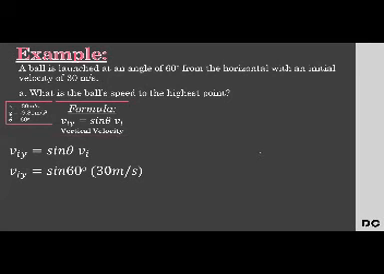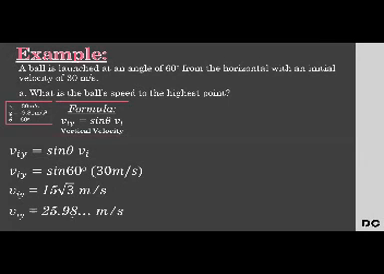So if we input this in our calculator, that is equal to 15 square root of 3 meters per second, or in decimal, it is 25.98 and so on. So that is VIY is equal to 15 square root of 3 or 25.98 and so on.